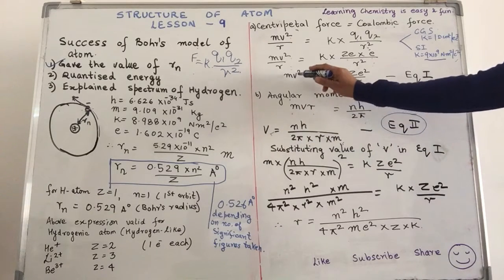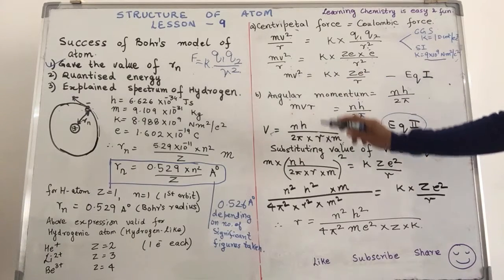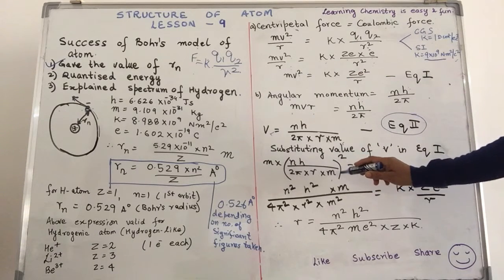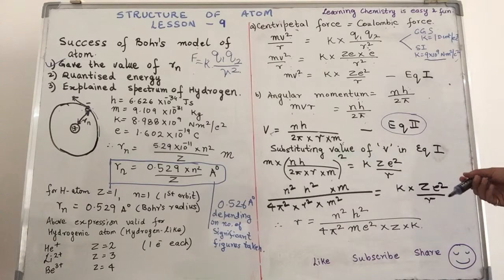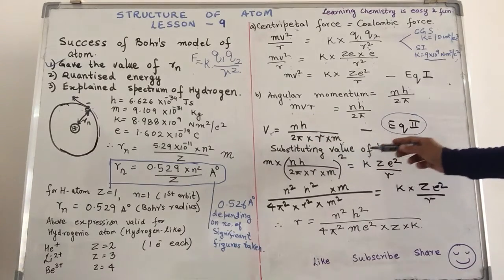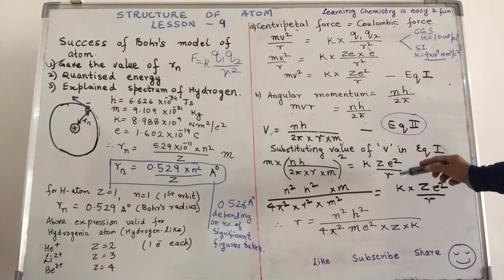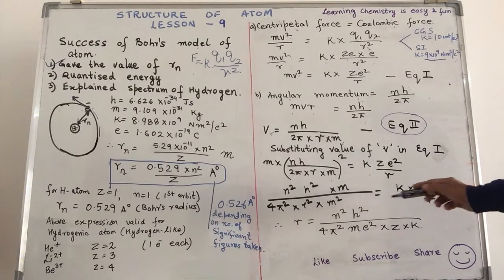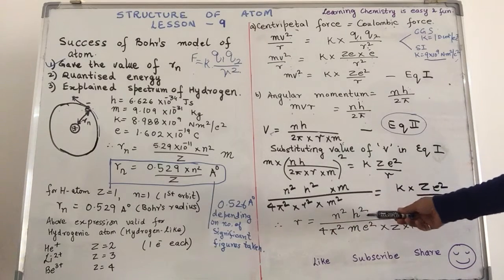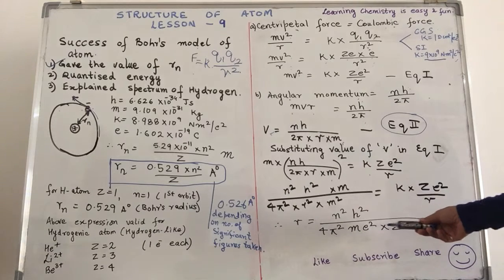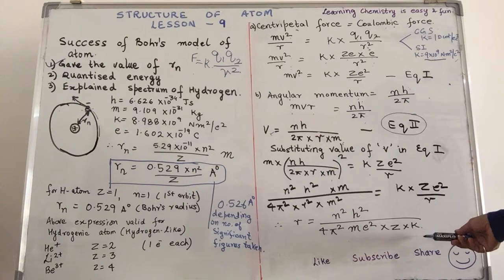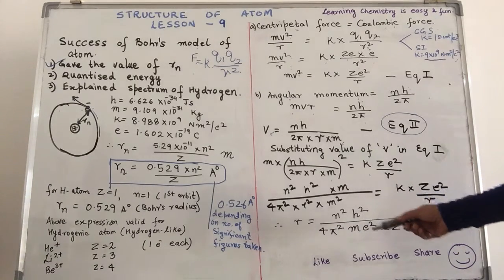This value of v, we substitute in our equation 1. I have done it step by step. I would feel that you try to do it yourself rather than just copy what is written over here, because that will make the topic interesting for you. So mv square we have is equal to k Ze square upon r. Now simplifying, what do we get here? r is n square h square upon 4 pi square m e square into the atomic number into the Coulombic constant that we've got. What is the value of r over here?